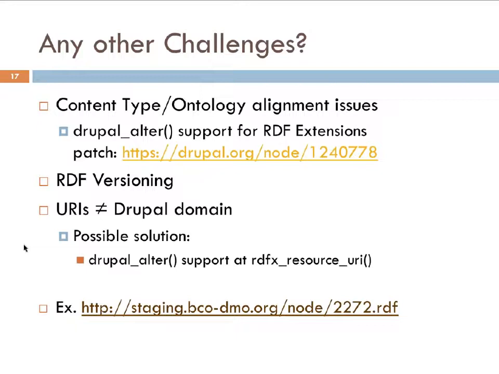And so one of these ideas of RDF versioning has popped up, and I can show you how we're planning to tackle that, but no patches needed there. And then this other idea, which doesn't really have an elegant solution right now, is, say we want our RDF resources to have very specific URIs, and those URIs don't match your Drupal domain. I've been toying with this idea of a Drupal alter support inside the function that RDFX uses to generate the URI for RDF. And I can show you what that looks like if I click on this link here, so why don't we dive in.